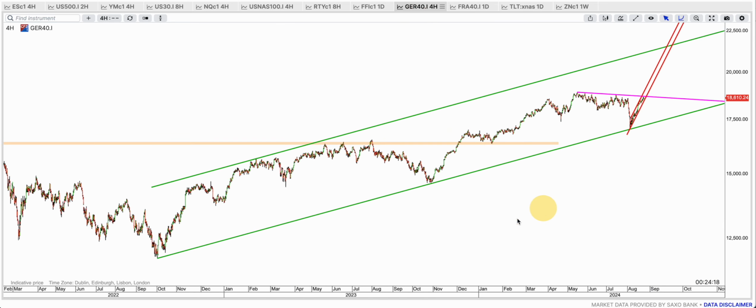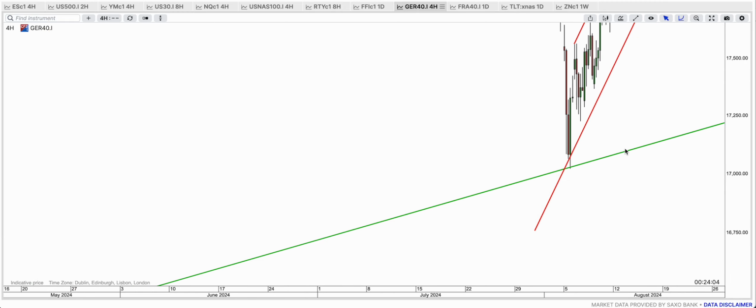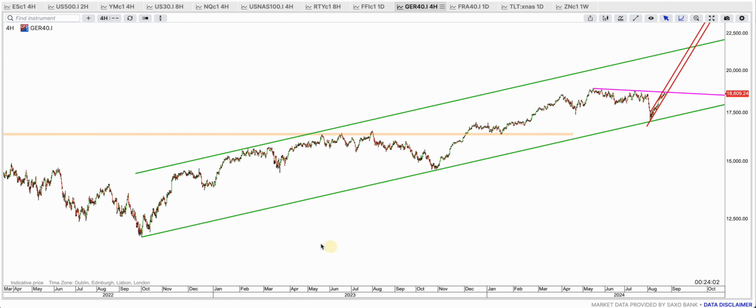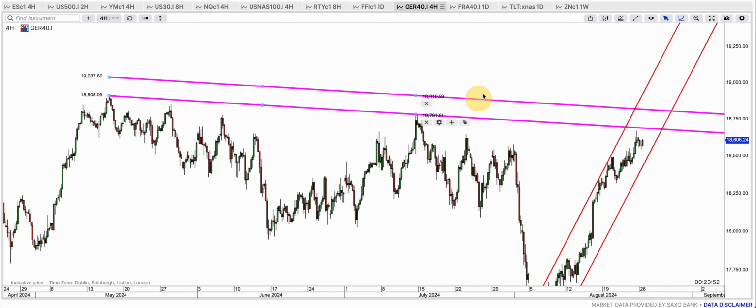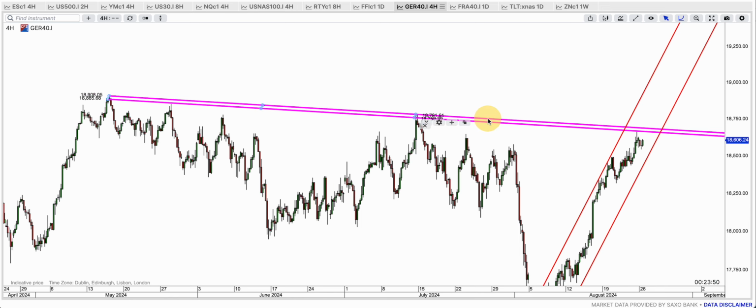DAX had bounced off the green support. This is the low of October 22, low of October 23, and this is the August low, or was it July? I think it was, yeah, the 5th of August. That is the perfect touch on that potential support, which is now, of course, a confirmed support. It rallied to that purple resistance rail.